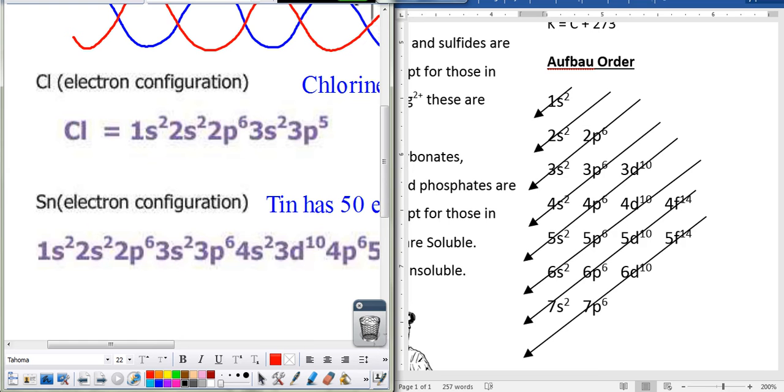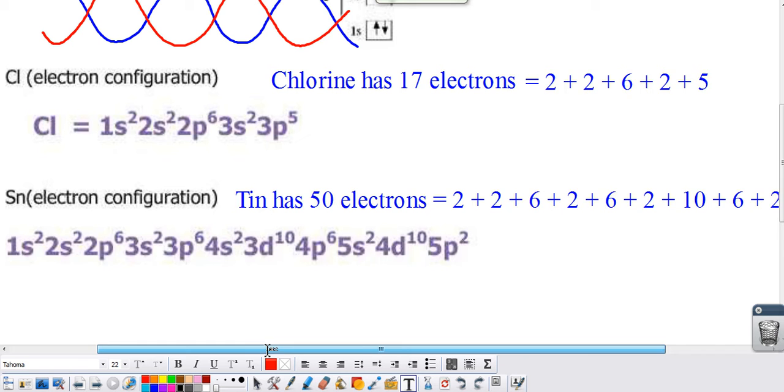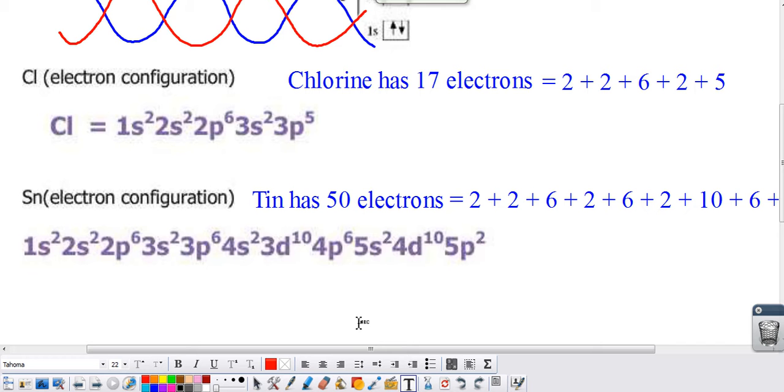So for this element, which has 50 electrons, it ends up being a lot of energy levels. The first, the second, third, four, five. Energy levels 1 to 5 are being used, everything from the first to the fifth energy level. There are even a couple of d sublevels being used in there, which is not exciting for most people.